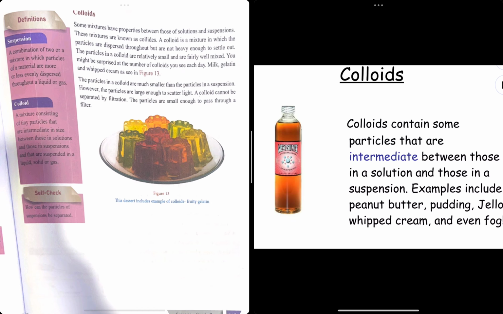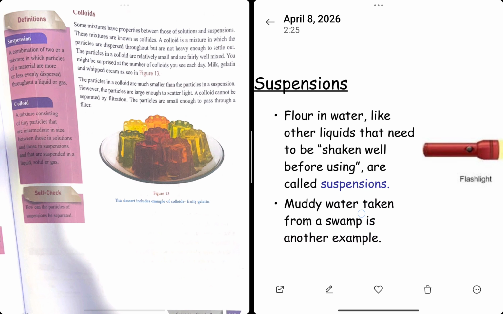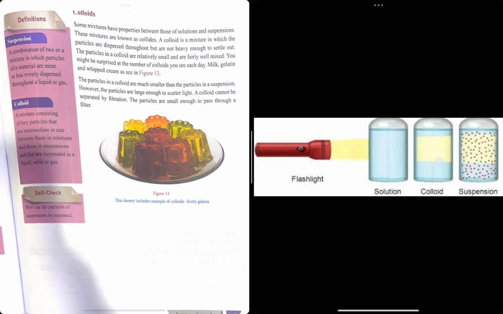So, how do I differentiate between them? If we shine a light through a colloid, we can see the light beam. Okay? For example, like this, as you can see here. This is how they block the light, let's say. And as I told you, milk can be an example as well.